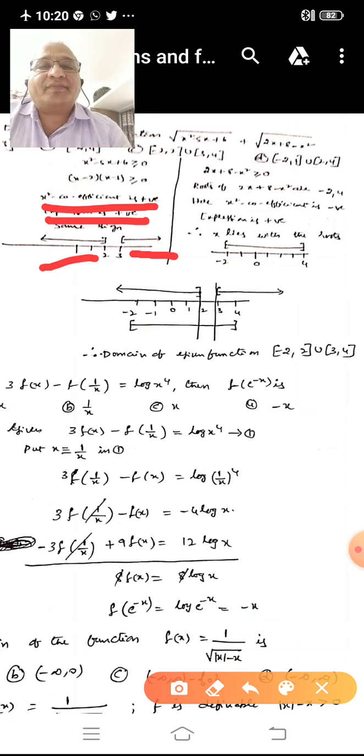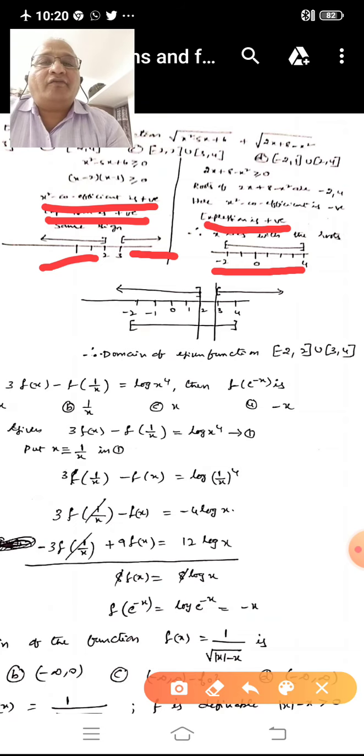Whereas in the second expression, the x square coefficient is negative and the expression is positive, means opposite signs. When both have opposite signs, the value of x is within the roots. So for the second expression, the domain is minus 2 comma 4. The function as a whole is defined when both are defined. So both means intersection. Intersection means and.